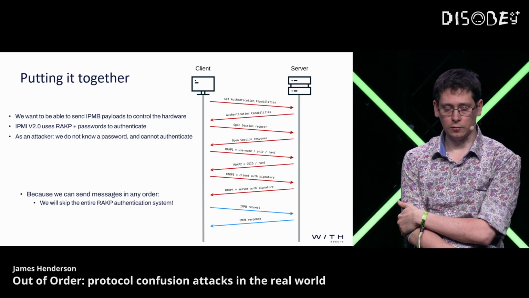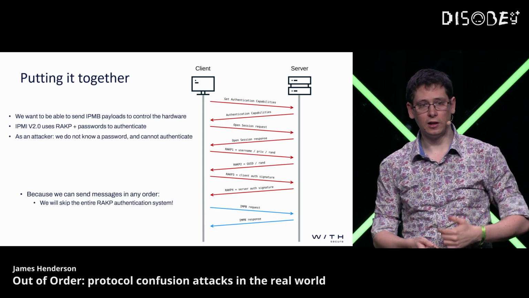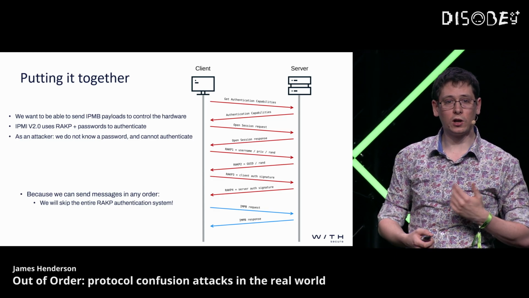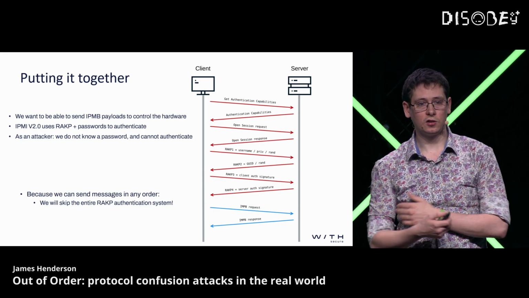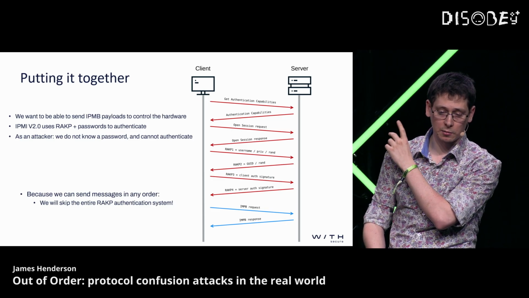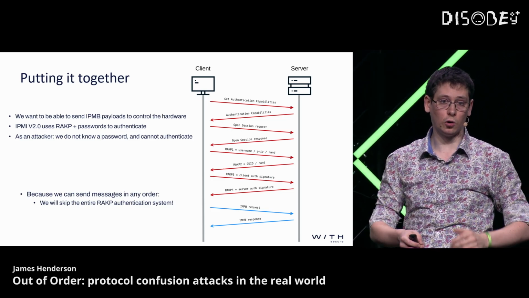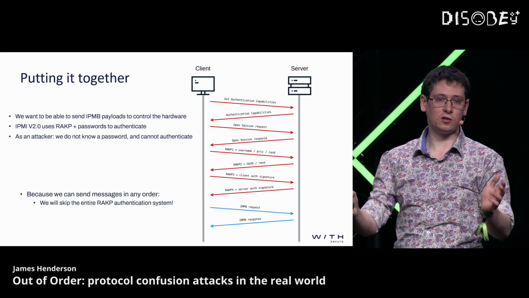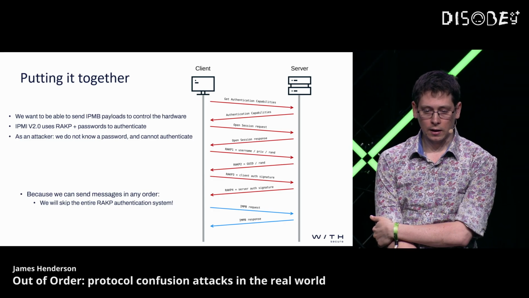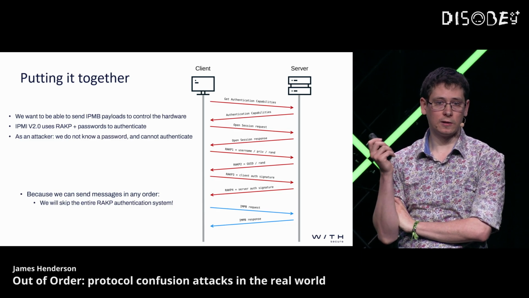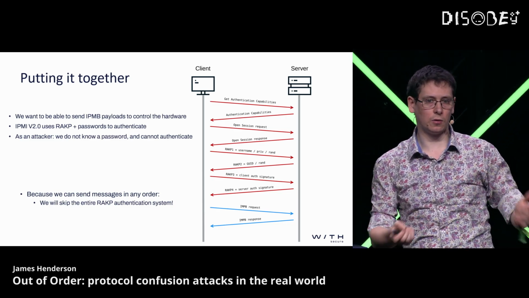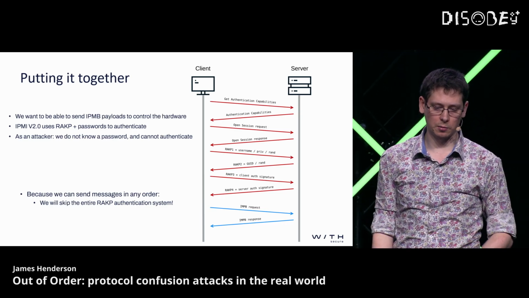So what we now want to do is take the IPMI protocol and show how these bugs can lead to a practical exploit. We're going to look at an authentication bypass. So we, as an attacker, are going to show how you can send an IPMI command, an IPMB command, i.e. turn off the machine or retrieve the thing or change the secure boot settings, without authenticating. IPMI uses RACP to authenticate, as we talked about at the beginning, and this relies on you knowing a password. As an attacker, we don't know the password. That's why we want the authentication bypass.